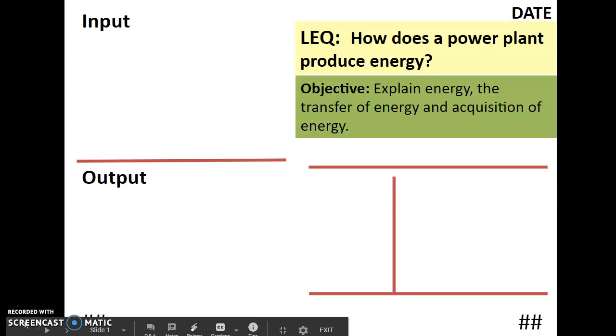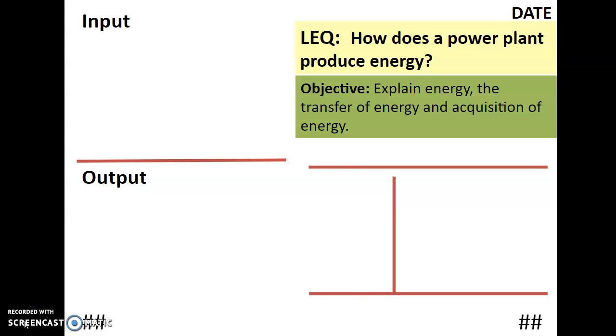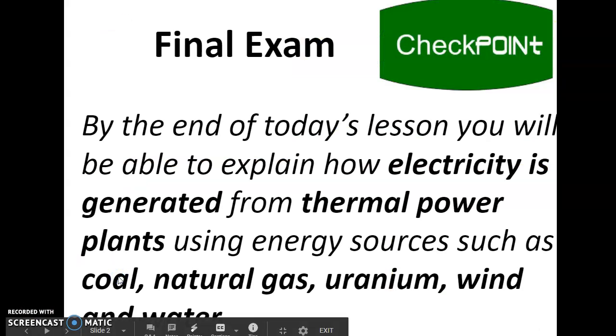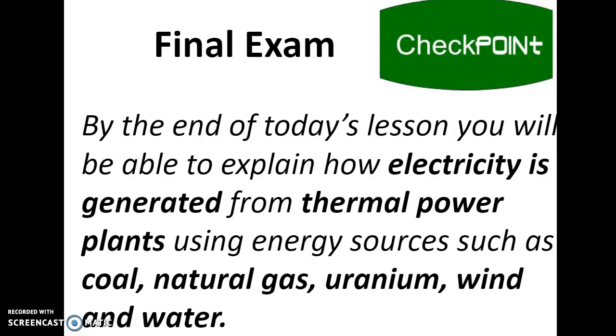Hey class, in today's lesson we want to ask ourselves, how does a power plant produce energy? Our objective for today is to explain energy, the transfer of energy, and acquisition of energy. We are going to be focusing more on traditional energy for this video, whereas in the next video we'll talk about alternative energy. By the end of today's lesson, you will be able to explain how electricity is generated from thermal power plants using energy sources such as coal, natural gas, uranium, wind, and water.